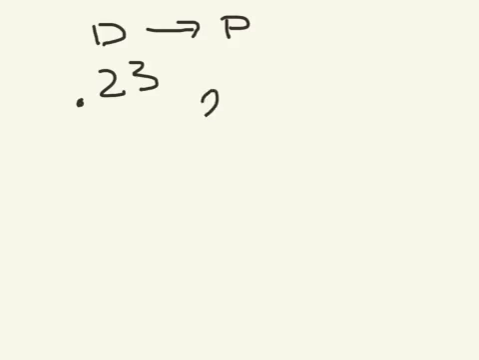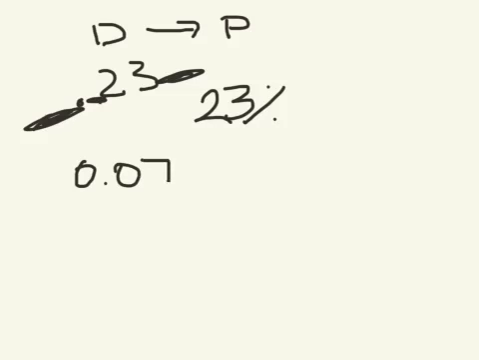If I have 0.23 and I want to change it into a percent, how do I do that? So this is going from decimal to percent. Maybe. How'd you know? Because there's no 0 here, or here, or here. So let's see, if I had 0.07, what is that as a percent?